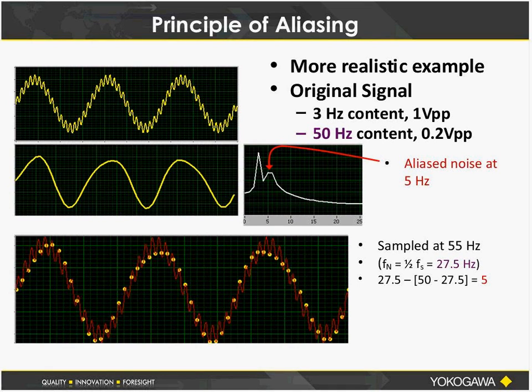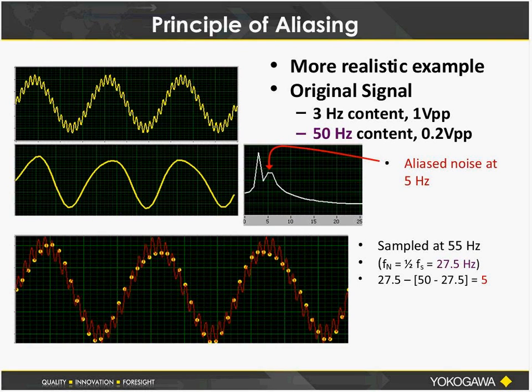Let's look at one more example of aliasing. Now we have a signal, a yellow trace, which has 3 hertz low speed content and a 50 hertz ripple on top of it at 0.2 volts peak to peak and 1 volt peak to peak on the 3 hertz. So in this example, our sample rate is going to be 55 hertz. So 55 hertz is well above 3 hertz, so no problem capturing the low speed signal, but it's not that much higher than 50 hertz.